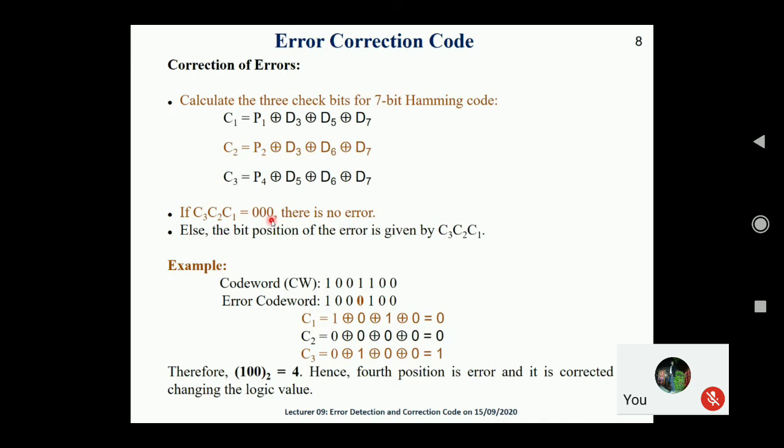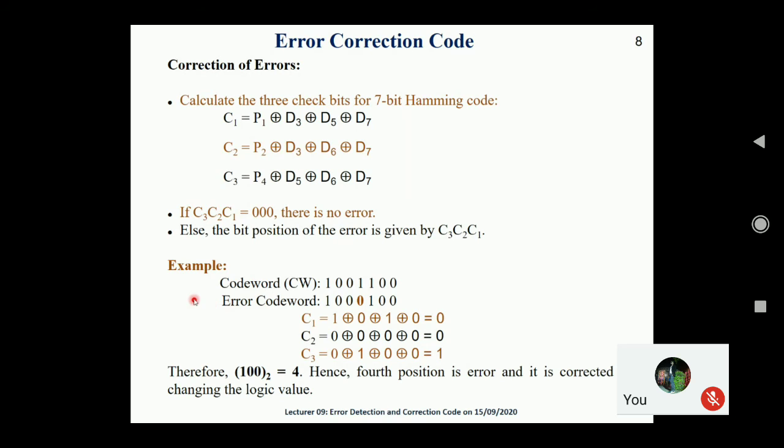If it is anything other than that, there is some error, and the bit position of the error is given by C3, C2, C1. Based on this bit position, we can find the location of the error and correct it. Correcting means that if the bit at that position is 0, we convert it to 1, and if it is 1, we convert it to 0.